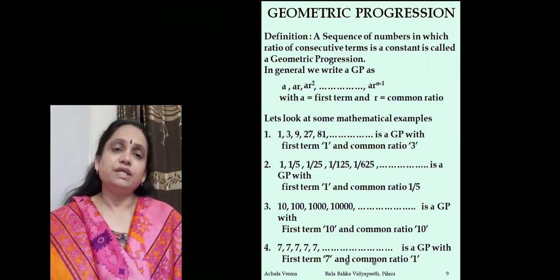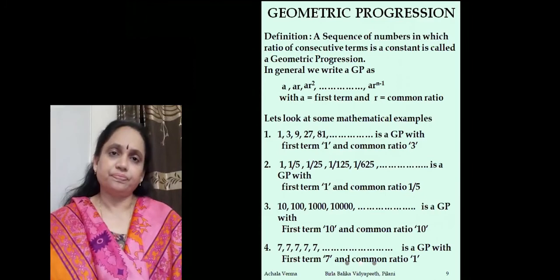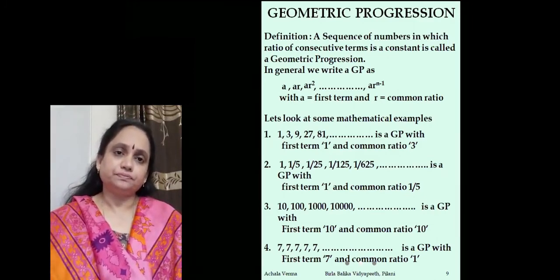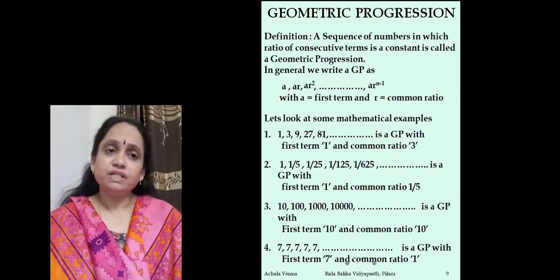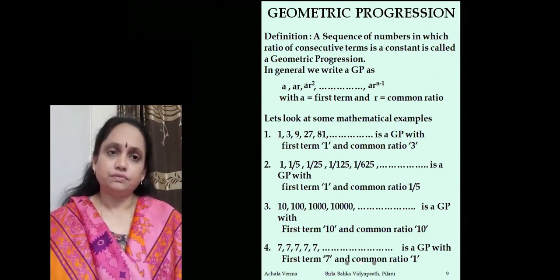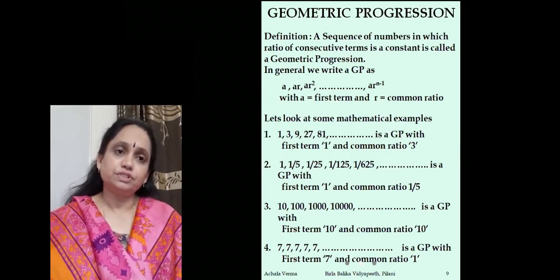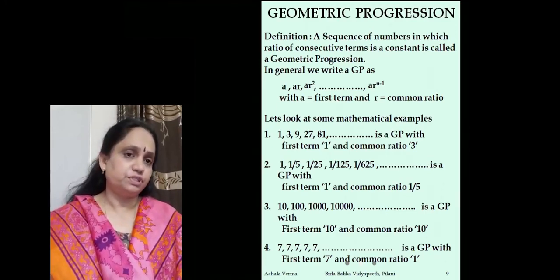In general, we write a GP as a, ar, ar squared, and so on, ar to the power n-1, where ar to the power n-1 is the nth term. And we say a is the first term and r is the common ratio. Now let us look at some mathematical examples. If we take powers of 3 starting with 1, 1 would be 3 to the power 0, 3 would be 3 to the power 1, then 9 is 3 to the power 2, and so on. We would get a geometric progression with first term 1 and common ratio 3.